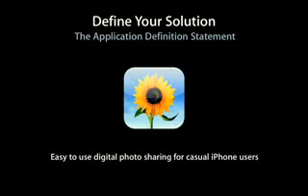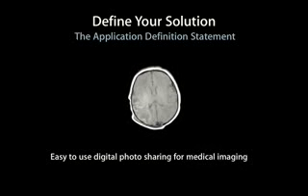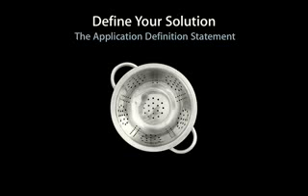The reason for this is, if we change the end user to professional photographers, we'd end up with Aperture for the iPhone, a completely different application, just by changing our intended audience. And to take it further, if we use medical imaging, we'd end up with some other kind of imaging application on the iPhone, even though it's easy to use and it's digital photo sharing, right? So it's supremely important that you figure out all three components.